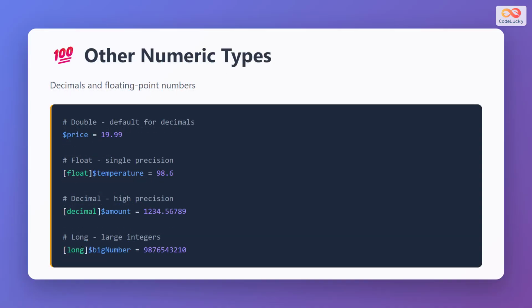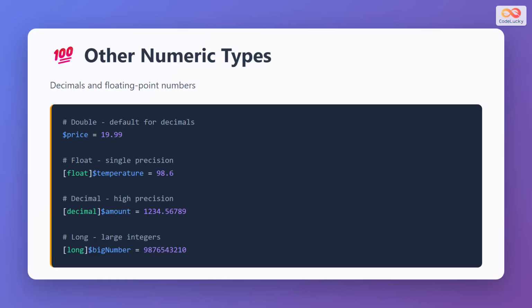Beyond integers, PowerShell supports several other numeric types for different precision needs. The double type is the default for decimal numbers and provides double precision floating point values. For example, $price = 19.99 automatically creates a double. If you need single precision floating point numbers, you can explicitly declare a float type using [float]. The decimal type offers the highest precision and is ideal for financial calculations where accuracy is critical.